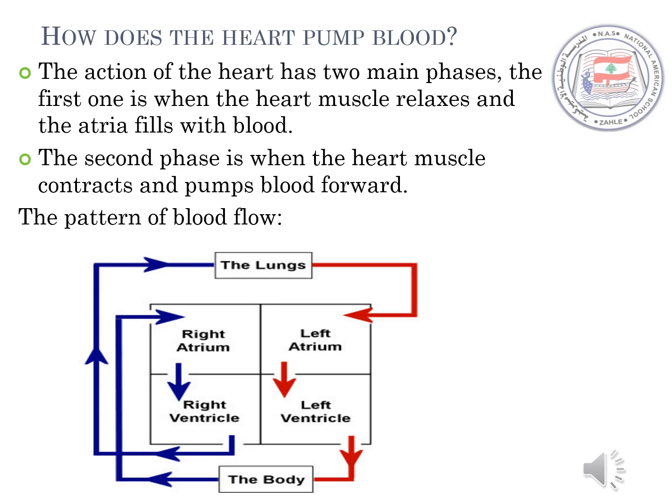How does the heart pump blood? The action of the heart has 2 main phases. The first one is when the heart muscle relaxes and the artery fills with blood. The second phase is when the heart muscle contracts and pumps blood forward.